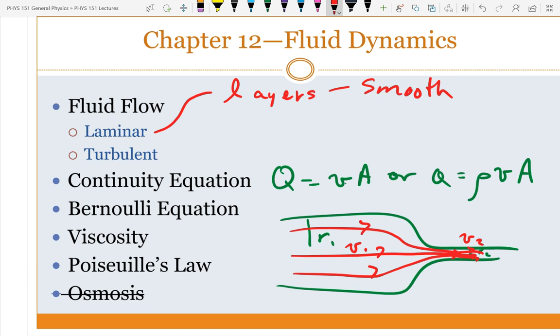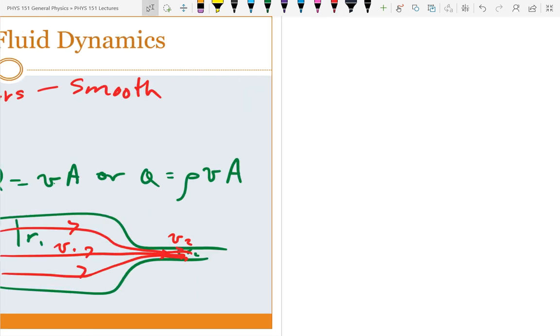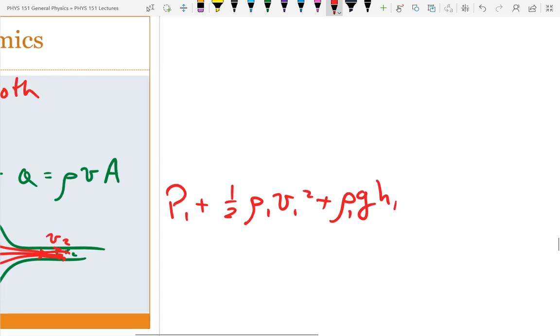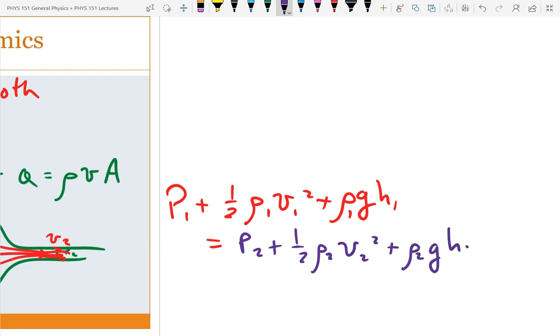Then we look at the Bernoulli relation. The Bernoulli relation says that there's a relationship between the speed and the elevation and the pressure. Specifically, the Bernoulli equation says that pressure 1 plus 1/2 rho 1 V1 squared plus rho 1 G H1 is equal to pressure 2 plus 1/2 rho 2 V2 squared plus rho 2 G H2.